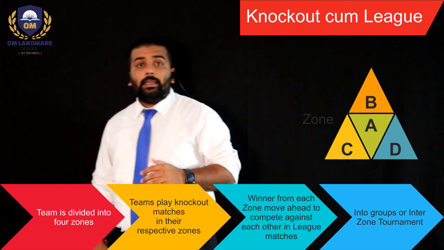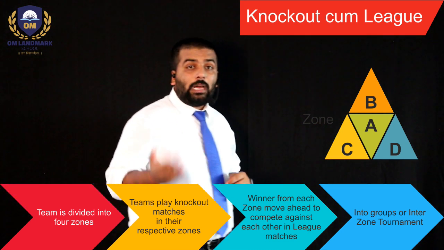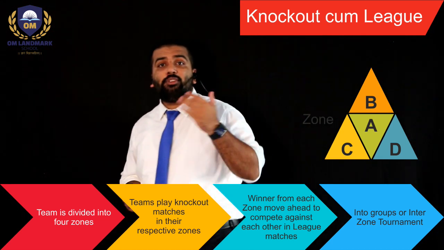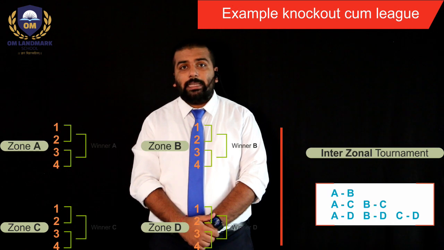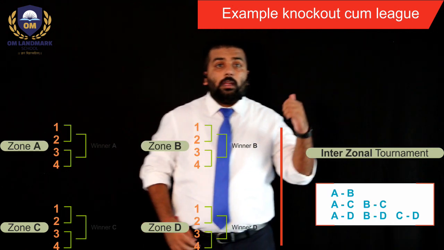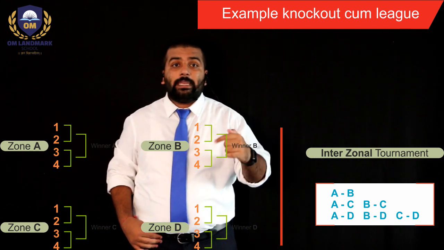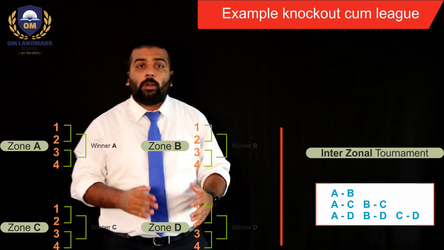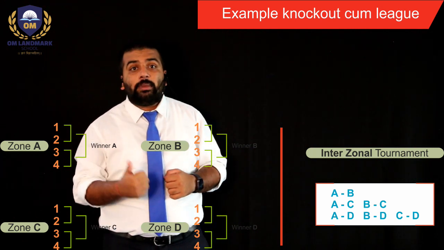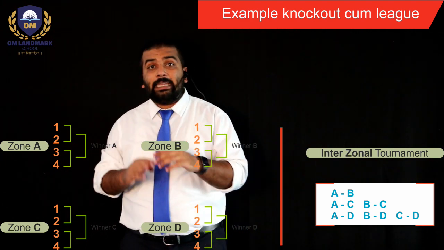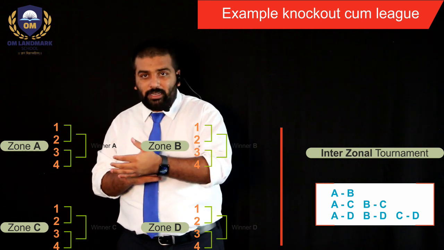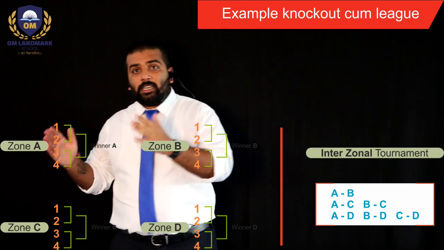Knockout cum league tournament. Teams are divided into four zones. Teams play knockout matches in their respective zone. The winner from each zone moves ahead to compete against each other in league matches in the interzonal tournament. Knockout cum league example: Zone A has teams 1, 2, 3, 4, and so do Zone B, Zone C and Zone D. They play a knockout tournament. The winners from Zone A, B, C and D play in the interzonal tournament in a league format. Then from the interzonal tournament we get the best winner.